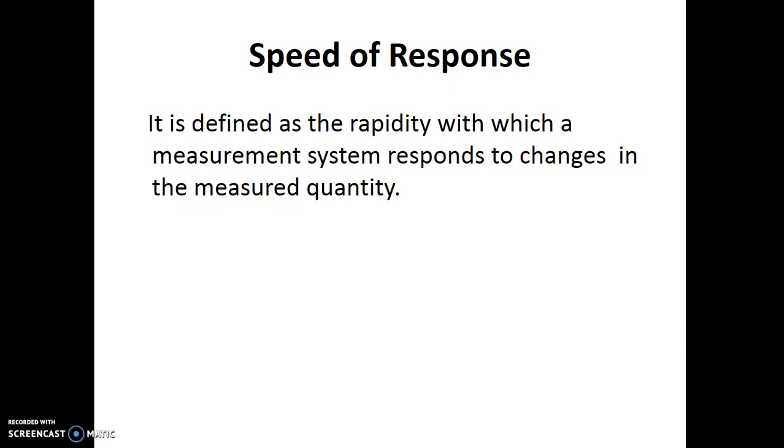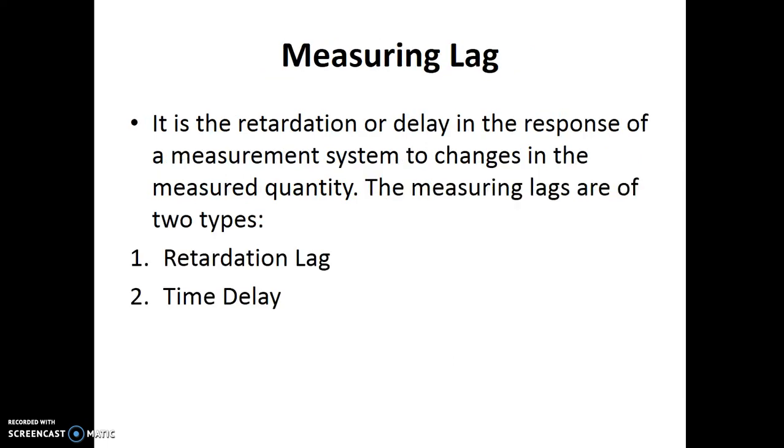First is the speed of response. It is defined as the rapidity with which a measurement system responds to changes in the measured quantity. It is called as the speed of response. Then second is measuring lag. It is the retardation or delay in the response of a measurement system to changes in the measured quantity. The measuring lags are of 2 types: retardation lag and time delay.